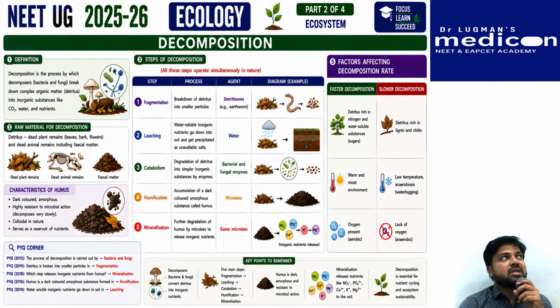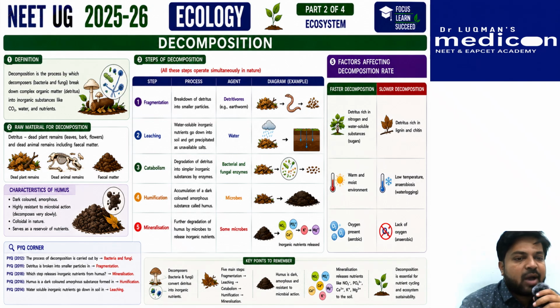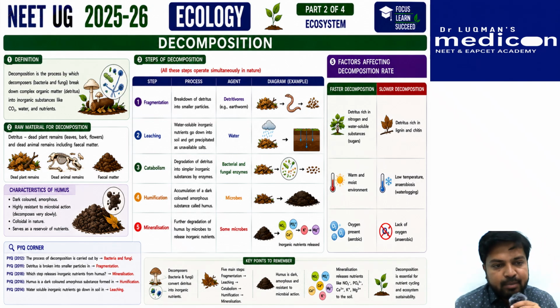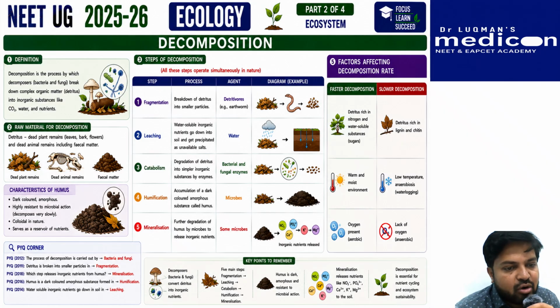So true or false statements can be asked about humus. Humus is a dark colored amorphous structure, highly resistant to microbial action, decomposes very slowly, colloidal in nature, and serves as a reservoir of nutrients. So this is about humus. Previous year questions you can see here. The process of decomposition is carried out by bacteria and fungi. Detritus is broken into smaller particles in fragmentation. What is mineralization? All these are direct statement based questions.